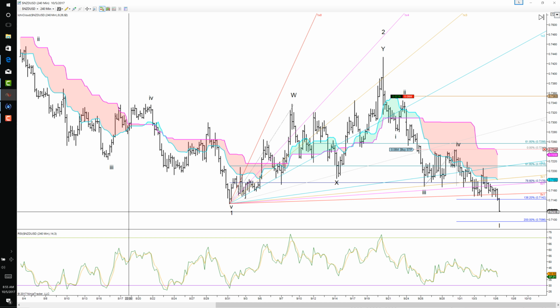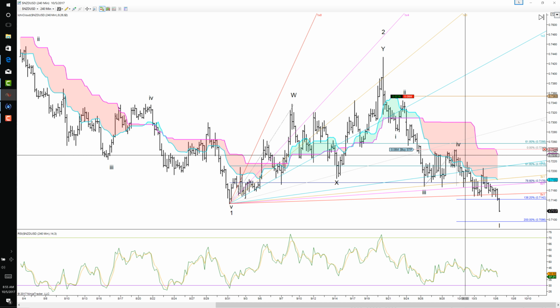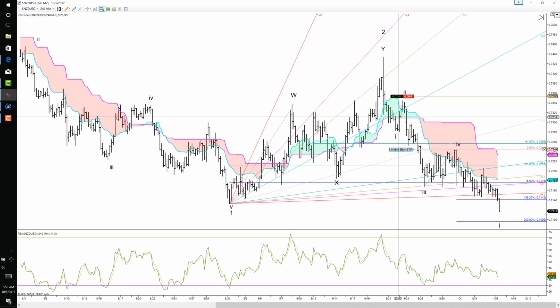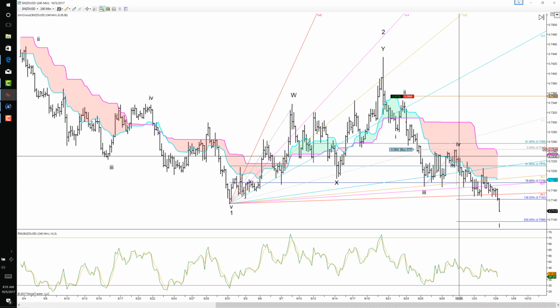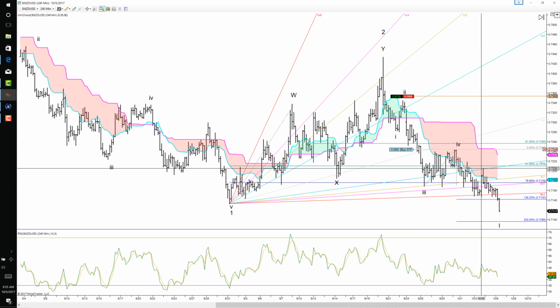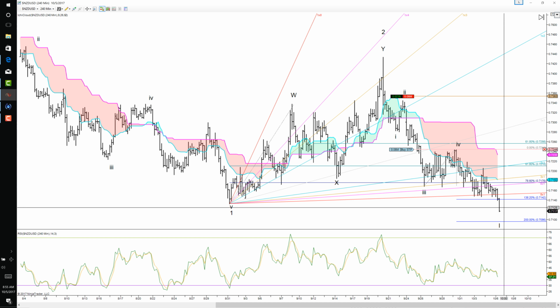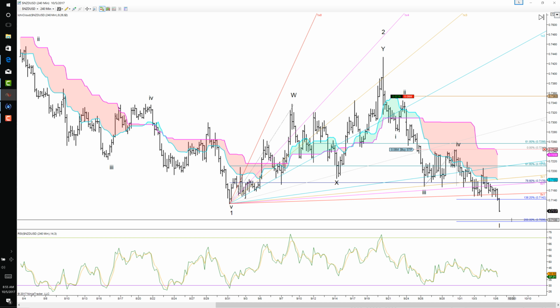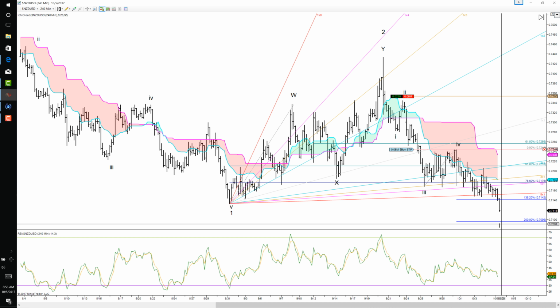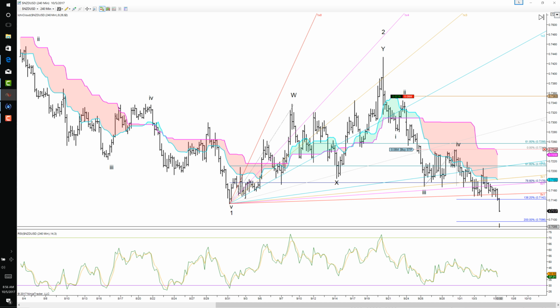The New Zealand dollar turned out to be a good one. I talked about it 2 days ago. I have the count. If this is Y of 2, I got 1, 2, 3, 4, and now I'm looking at an ending diagonal. Basically, it will be 1, 2, 3, 4, and then 1, 2, 3, possibly 4 here, and then 5. That should end near 70.96, about 70, 71 even, give or take in that particular range, the 200% level.